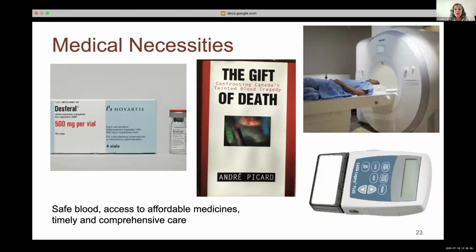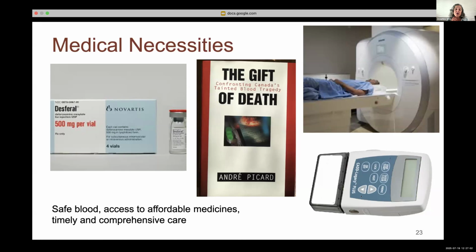Liver biopsy is used to assess your iron overload in your liver, but it comes with some major complications, and you could have a severe complication from a liver biopsy. So something non-invasive like an MRI, we had to fight for that, and it is now available.